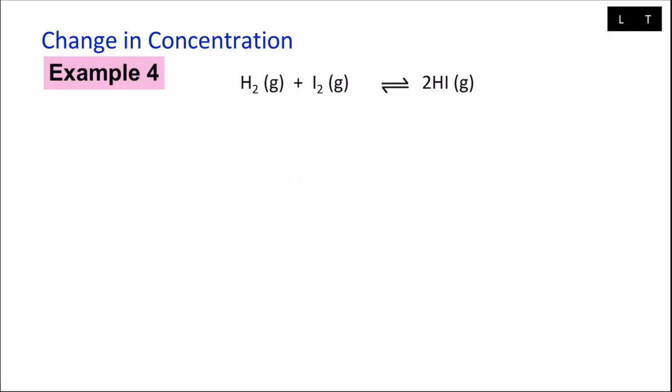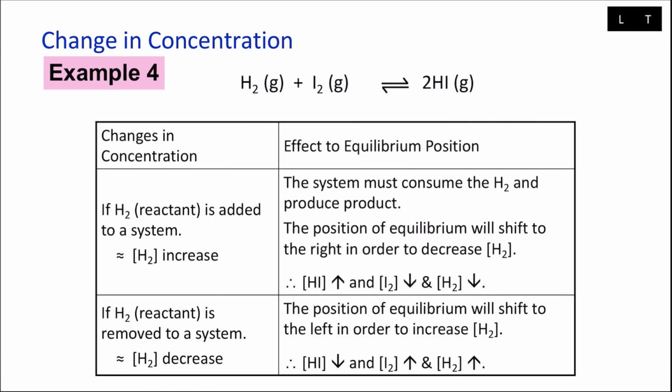Next one, I have example 4. Apabila saya disturb this equilibrium, so what happen? Saya ada a few cases here. Mari kita lihat one by one. Sekiranya saya tambah reactant H2, so concentration H2 bertambah, sistem akan consume the H2 dan produce the product. Dan di mana position of equilibrium akan shift to the right, so that kita boleh kurangkan pertambahan concentration H2.